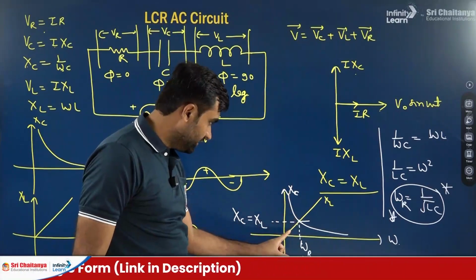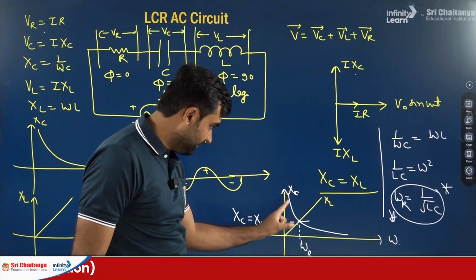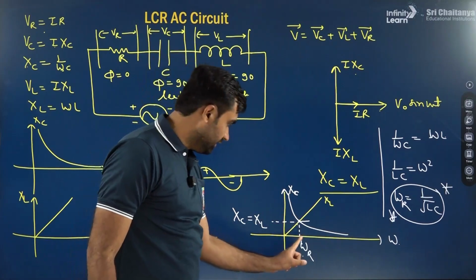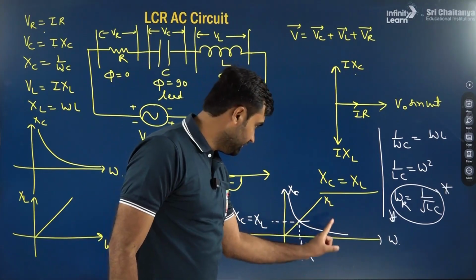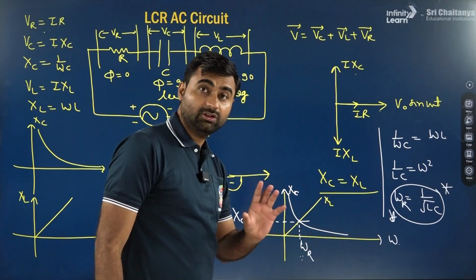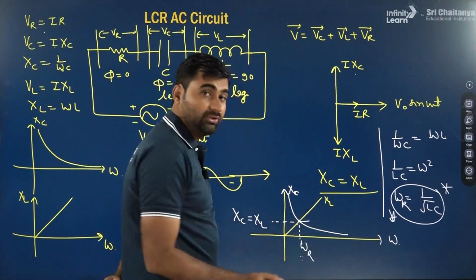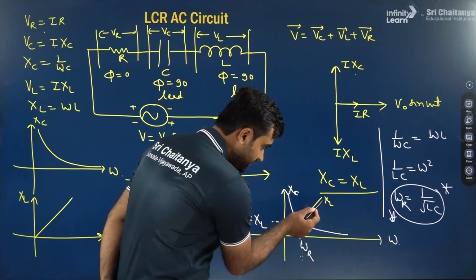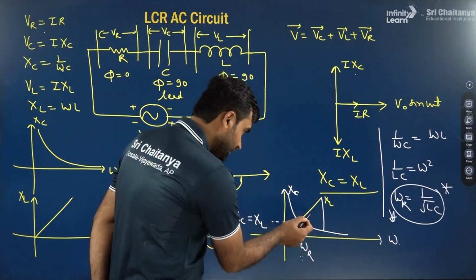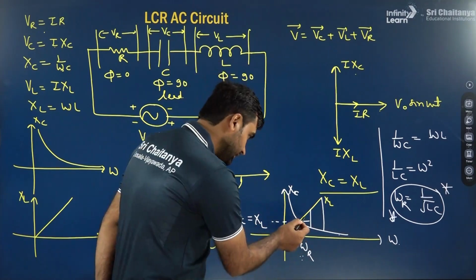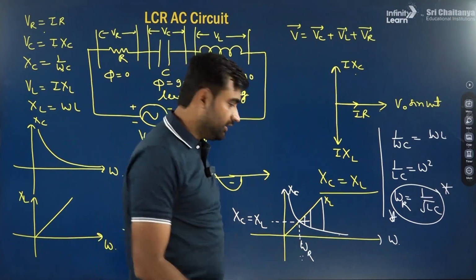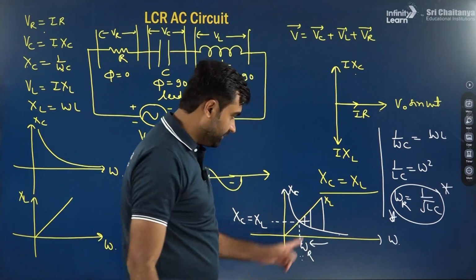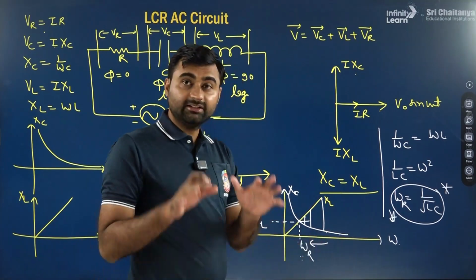Now you can see here before this frequency, XC value is more than XL value. XL graph this one, XC graph this one. So before this frequency, XC is more than XL, and after this frequency, XL is more than XC. And one more thing, the difference between XL and XC value: here it is more and here it is less. Right or not? So as we approach towards the resonating frequency, the difference between XL and XC decreases.